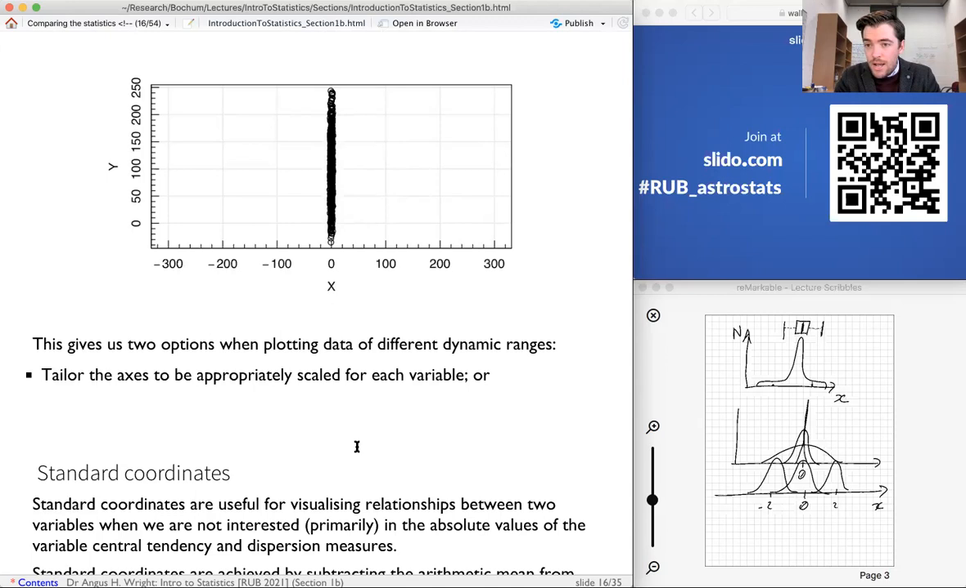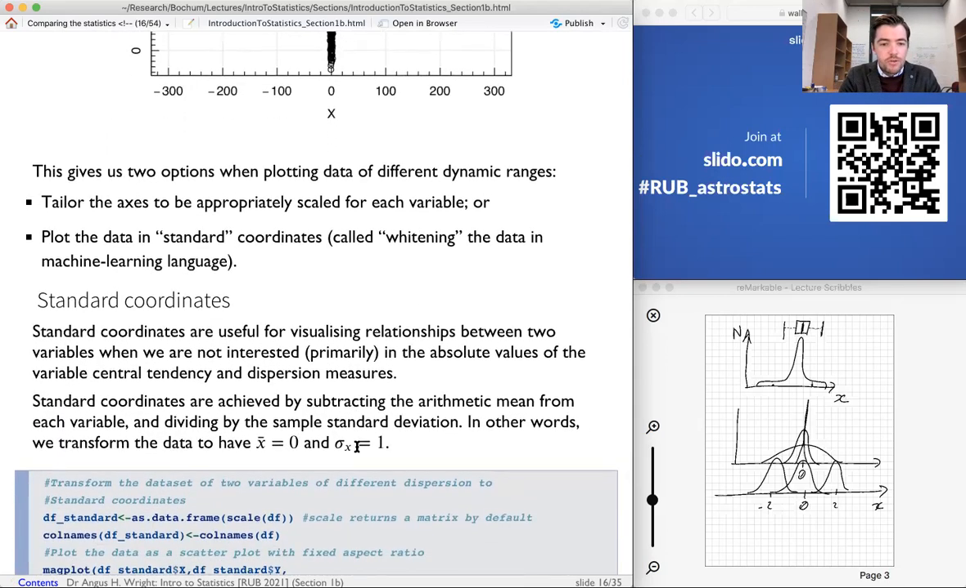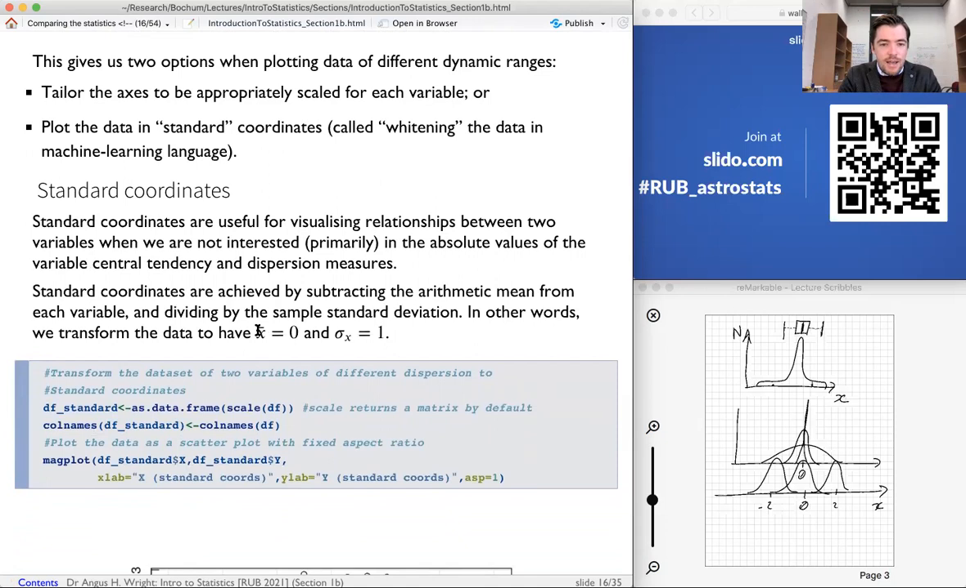You could tailor the X and Y axes by hand in order to get a roughly similar dynamic range. Or you can plot the data in what's called standard coordinates, or if you're a machine learning person, what's called whitening the data. Standard coordinates refers to taking a data set and transforming each variable within that data set so that it has a mean of 0 and a standard deviation of 1.